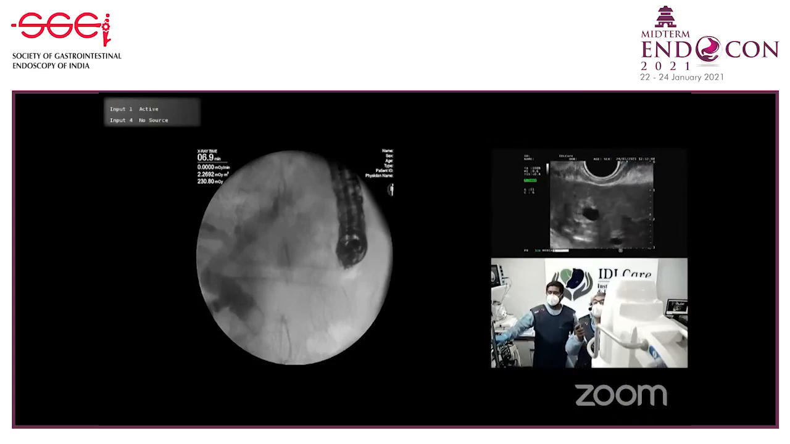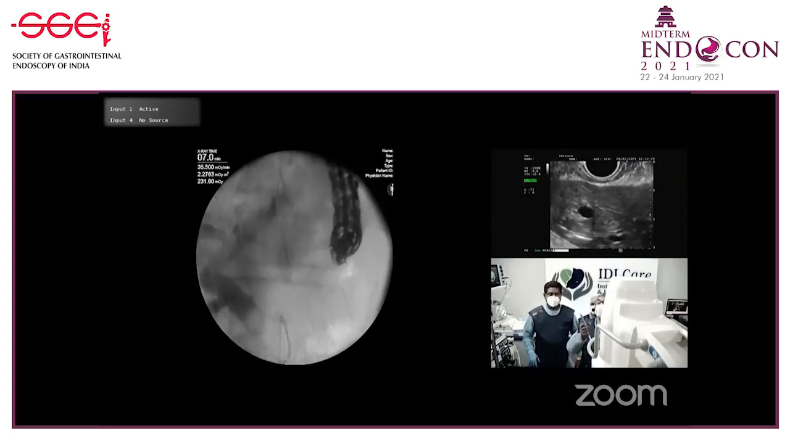Okay. Now I'll try to make one puncture and see what happens. So I'm blocking my up down, locking it so that now I have a very straight position. Let us see if it helps.